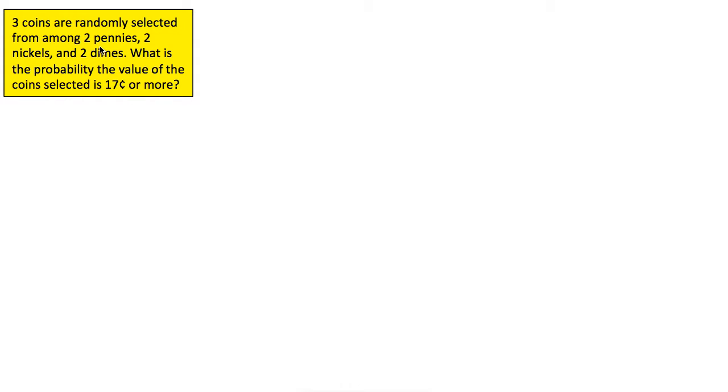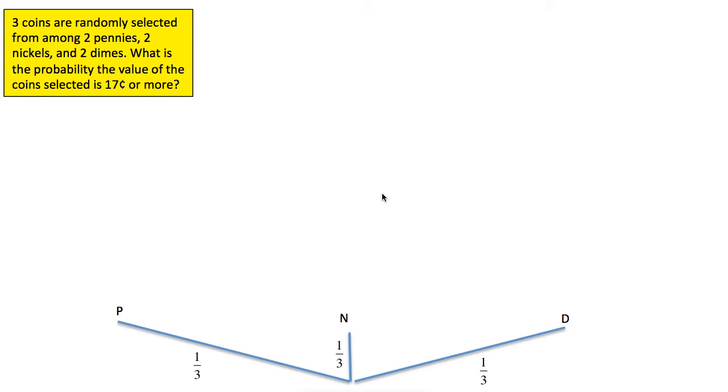We have 2 pennies, 2 nickels, and 2 dimes, and we're going to randomly select 3 coins from among those 6 coins. The question we're going to address is, what is the probability that the value of the 3 coins selected is 17 cents or more? Let's see what it looks like if we try drawing a tree for this experiment.